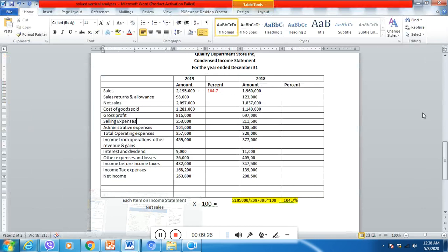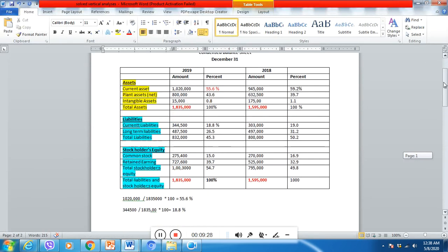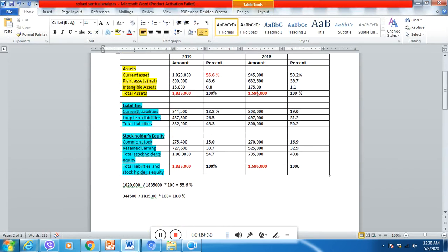Okay, last time we solved this one. As you know, the balance sheet has two sides, so there will be two bases: one is the total assets section, and the second is the total of liabilities and stockholders' equity. This is the total assets, 1,835,000, and the second base, the liability section, is also 1,835,000.